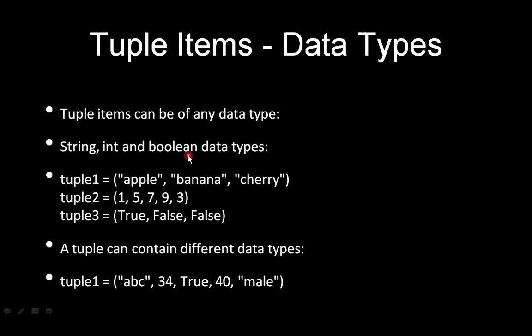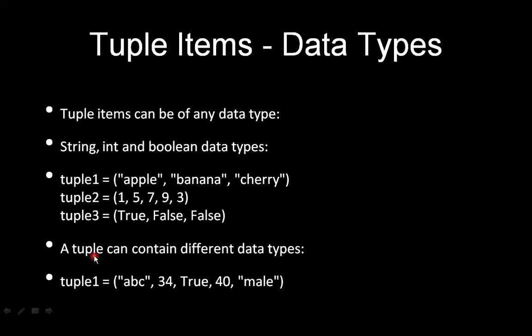Suppose I want to specify different kinds of data types in one single line or statement. Yes, I can do that. So tuple 1 equal to ABC, comma, 34, comma, true, comma, 40, and comma, male. This example clearly demonstrates that we can use different kinds of data types in a tuple.